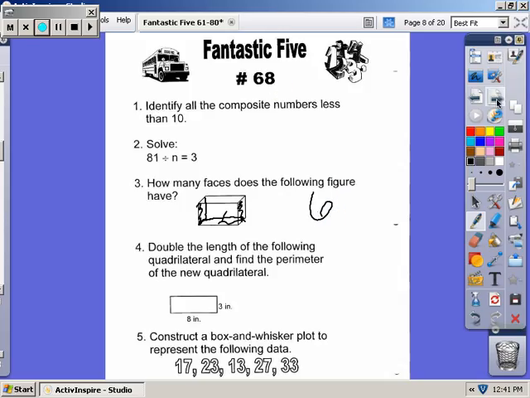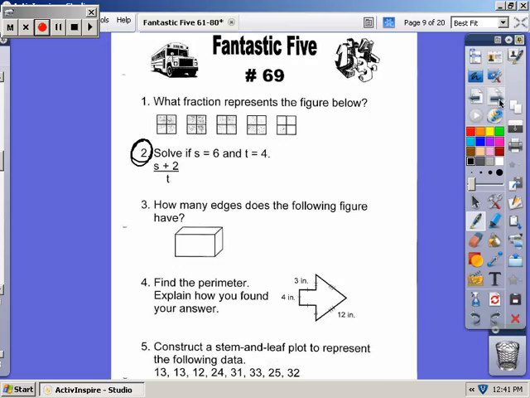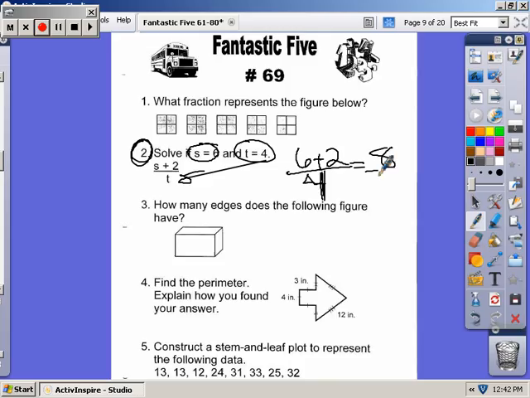69, our second to last one. If we plug these values into our equation, if we plug in the 6 for the S, and if we plug in the 4 for the T, what is this fraction first? Riley? Improper fraction. Oh, good. And what is the sum of the numerators? Yeah. 8. And what is my denominator? 4. That is an improper fraction.